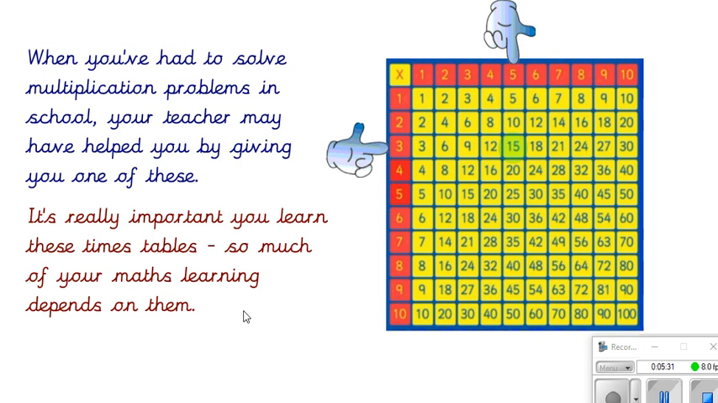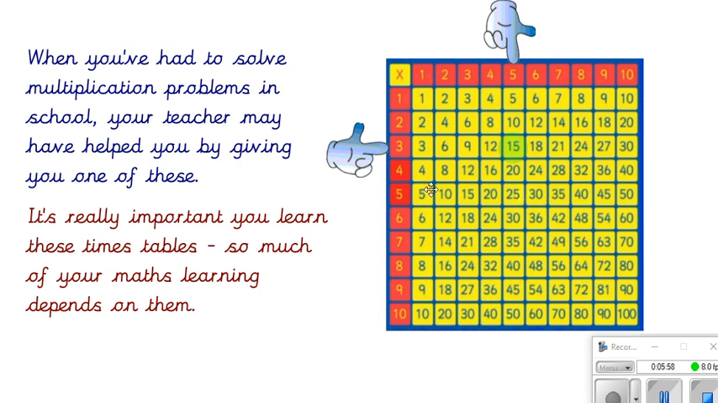And when you've had to solve these kind of problems in school, your teacher will have given you one of these multiplication squares. These are helpful, but if you get to rely on them too much, you're not learning the facts that you need to know. If you keep having to look at your times table square, you're not gonna learn the times tables at all. And it is really, really important for your mental maths and for lots of other things you do in maths as you go into next year, that you know the facts from your times table.